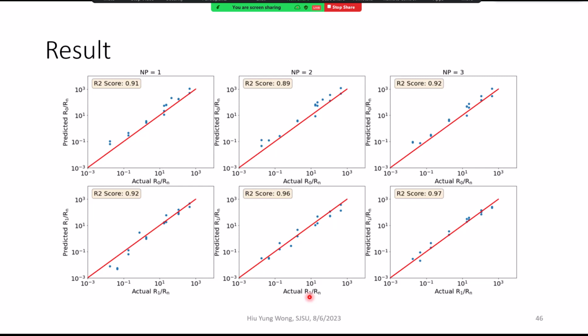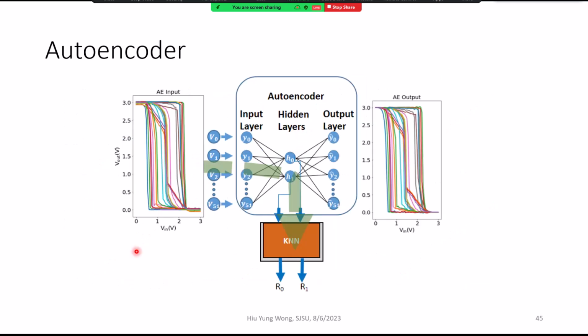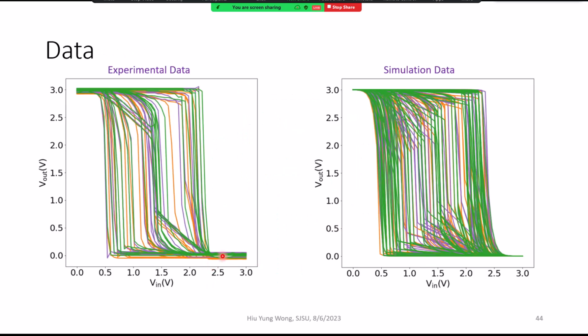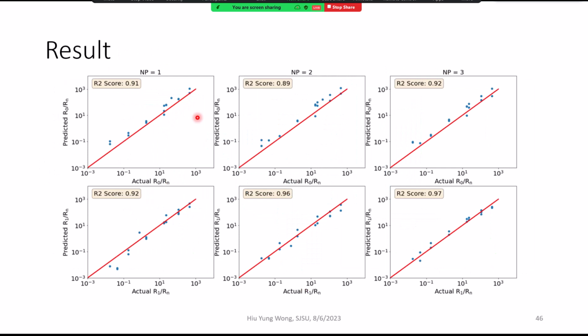Now you look at the result, you see that whether I have 1, 2, or 3 PMOS in parallel, I can predict R0 and R1 very well. I am predicting those from the experiment. Look at that, the experiment is noisy. It's not always 0, always 3 volt, but for simulation, they are. And they have some noisy parts, but it can do this successfully. If we did not use autoencoder, I'm sure it will be overfitted.